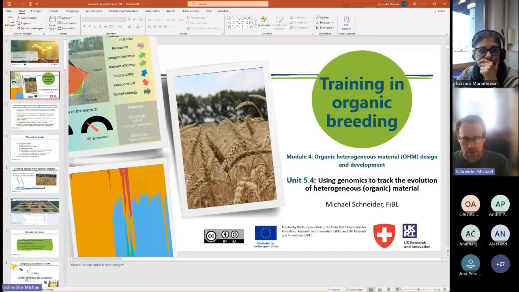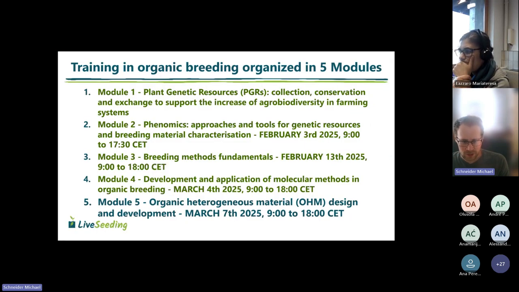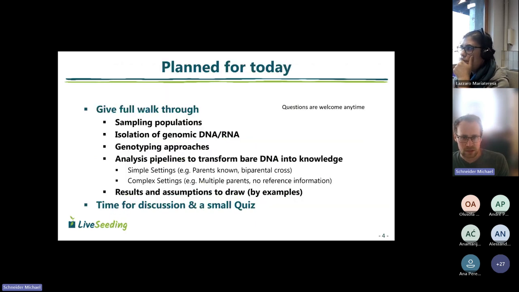So this is the last session of the day, where we try to use genomics to track the evolution of this heterogeneous organic material. Kind of finding the background where these squiggly lines we have seen in the last session, where we can get them and refer them from. We are in the last module and in the last session of the day.